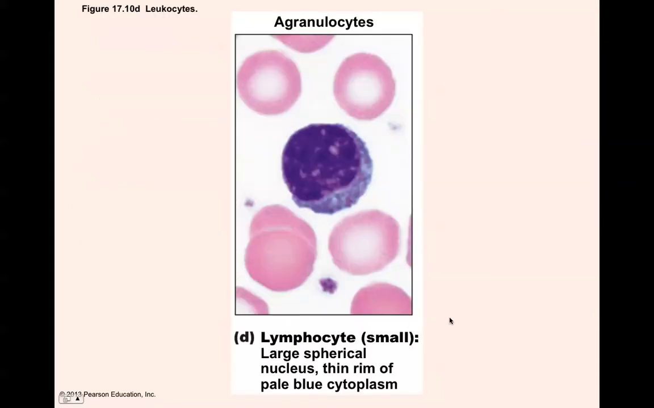Here's a lymphocyte. This is very small. It's got the big purple nucleus in there. It kind of reminds me of a lunar eclipse or a solar eclipse. We actually have almost the whole sun eclipsed by the moon.